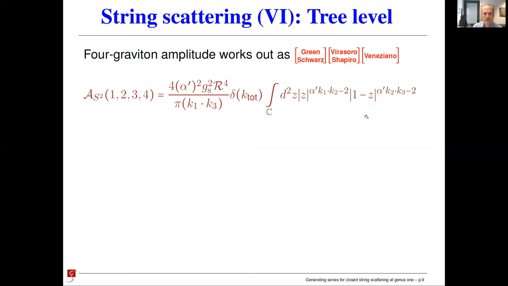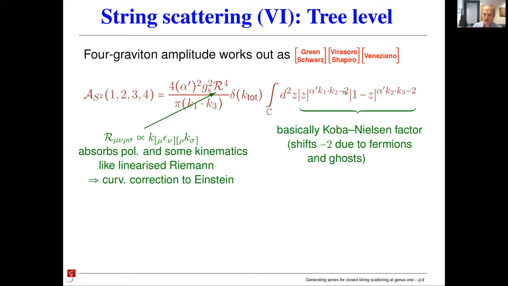And since I fixed three points to 0, 1, and infinity, and the only remaining variable was z, I get the distance between z and the point 0, so this is just z, and the distance between the point z and 1, so this is just 1 minus z or z minus 1, raised to some powers related to the Mandelstam variables.